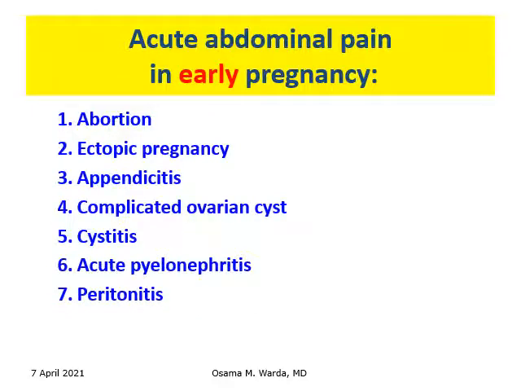Acute abdominal pain in early pregnancy may be due to abortion, ectopic pregnancy, appendicitis, complicated ovarian cyst such as torsion of the cyst, hemorrhage into the cyst or rupture of the ovarian cyst, and cystitis. Severe cystitis may cause suprapubic pain. Acute pyelonephritis may cause acute loin pain that radiates to the pubic area, and peritonitis, whatever the cause, may cause an acute abdomen in early pregnancy.